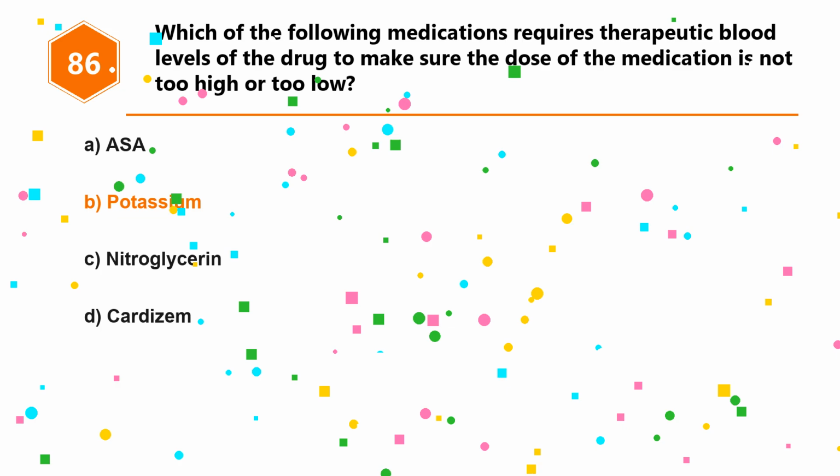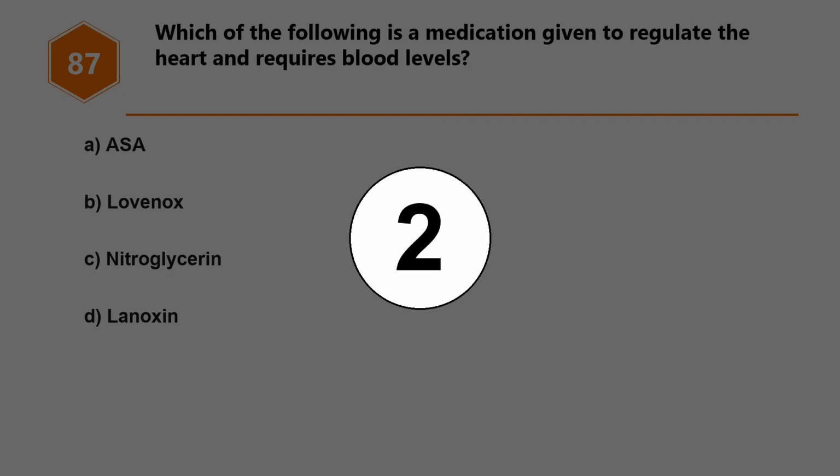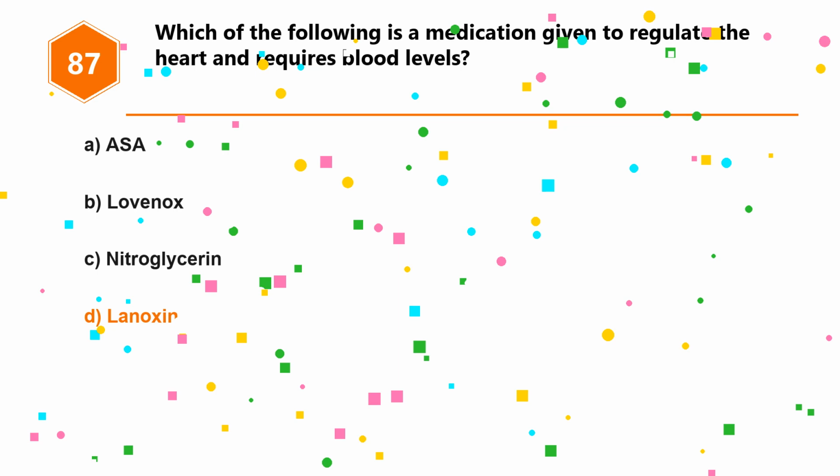The correct answer is option B. Potassium. Question 87. Which of the following is a medication given to regulate the heart and requires blood levels? Option A. ASA. Option B. Lovenox. Option C. Nitroglycerin. Option D. Lanoxin. The correct answer is option D.